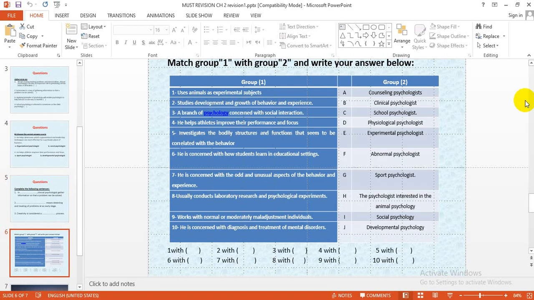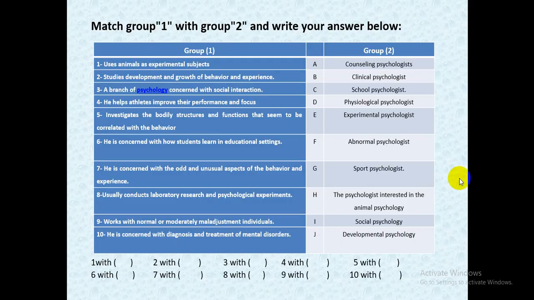Now, the fourth type of question today. Match group A with group B and write your answer. Question number one: now I am going to read group A and then group B, and you have to try to match these items in these two groups.